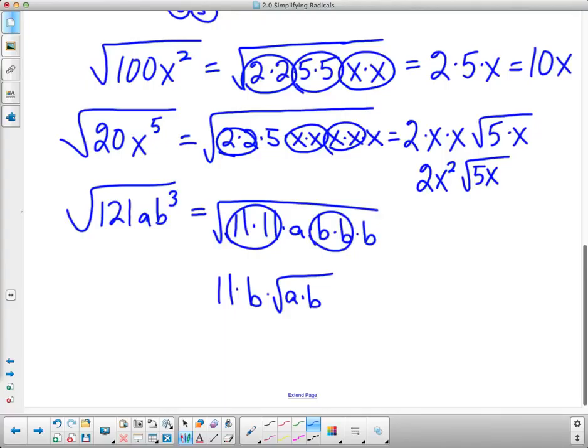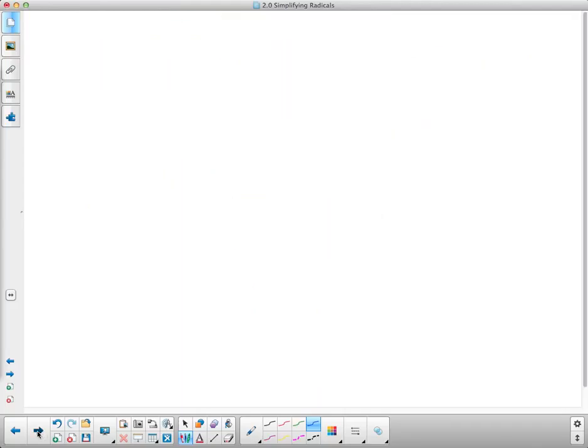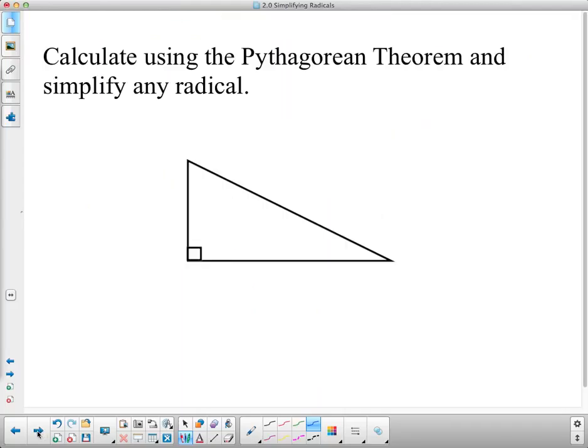So you could have more than one variable repeating or not repeating. It could have numbers both places, just depends what pairs up. All right, now where are we going to need to use this type of skill? We're going to be doing Pythagorean theorem quite a bit.